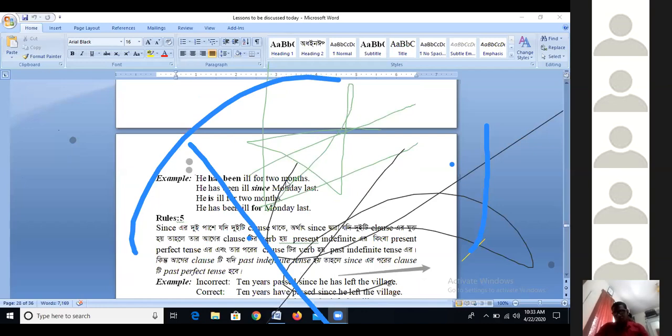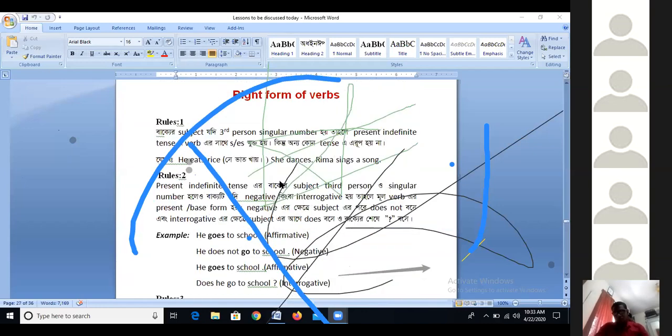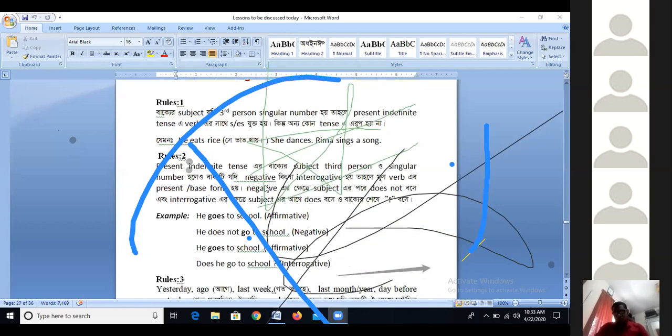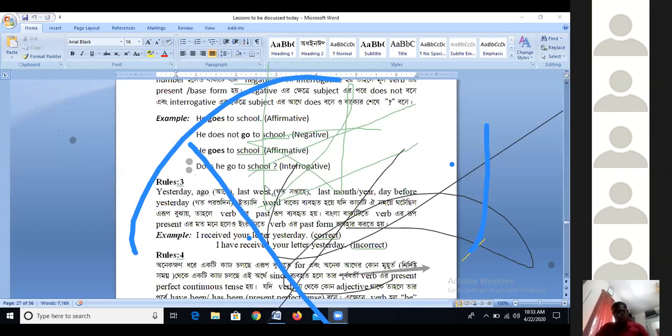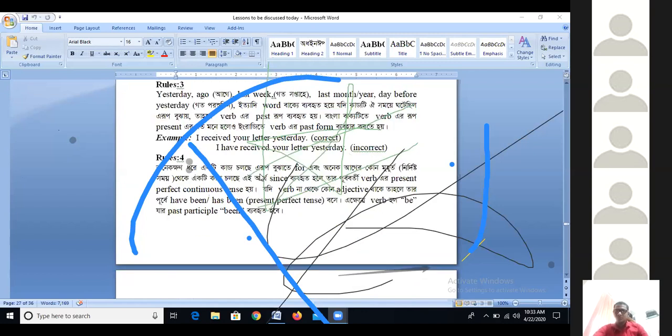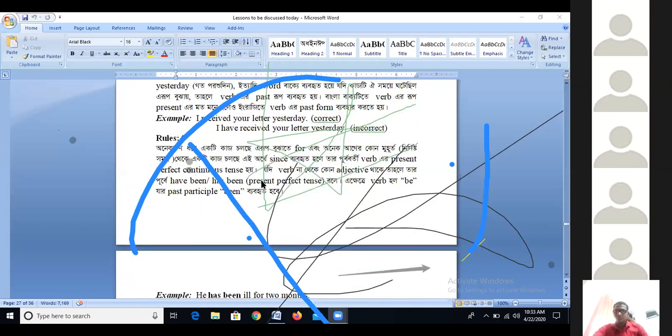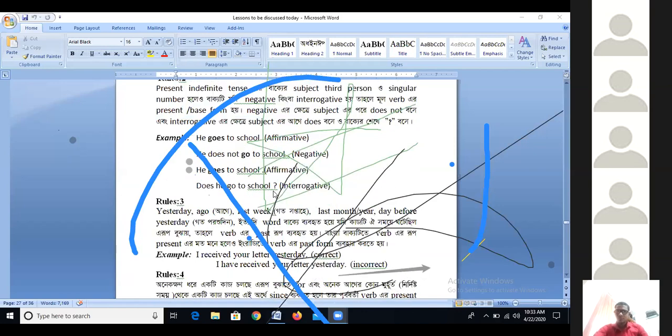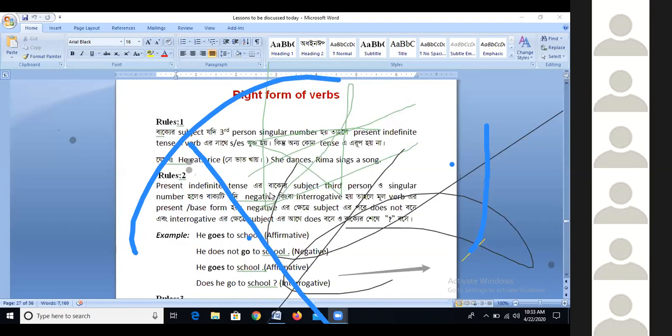That is, when you are given a complex sentence or a compound sentence, most of the students fail to maintain the sequence of tense, and for that reason they cannot obtain marks. So I ask you to be conscious about use of sequence of tense. So what is sequence of tense?